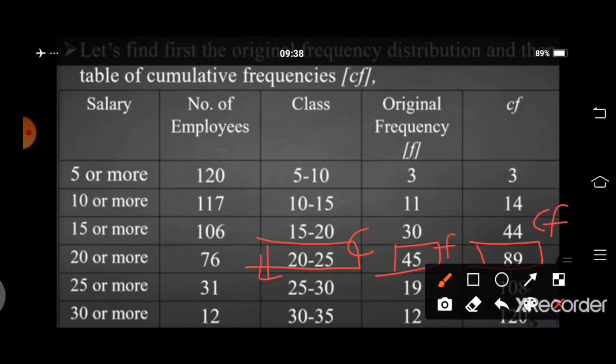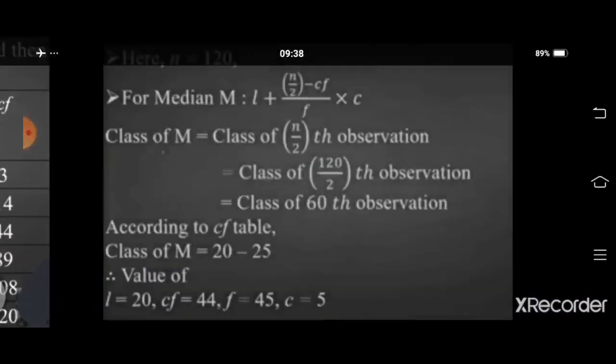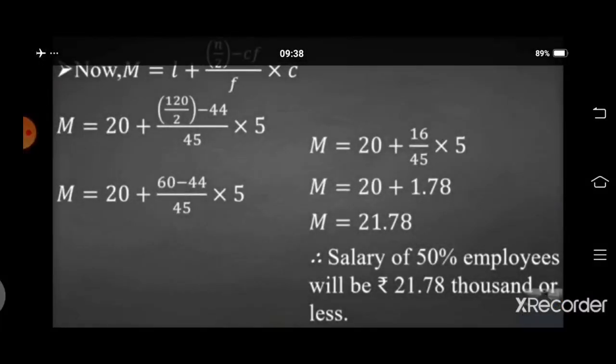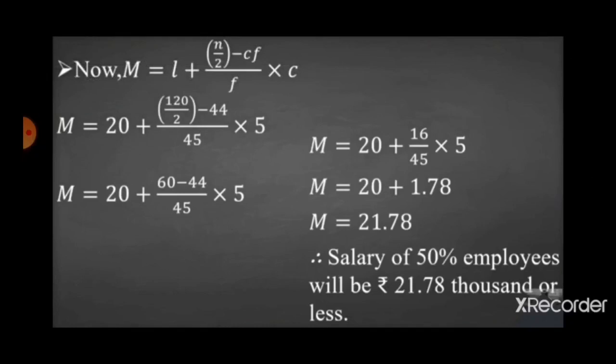Write down into the formula. We have written in the formula L plus n upon 2 minus Cf. Put all values, we have already found out. Then the answer would be M equal to 21.78. Salary of 50% employees will be rupees 21.78 thousand or less.